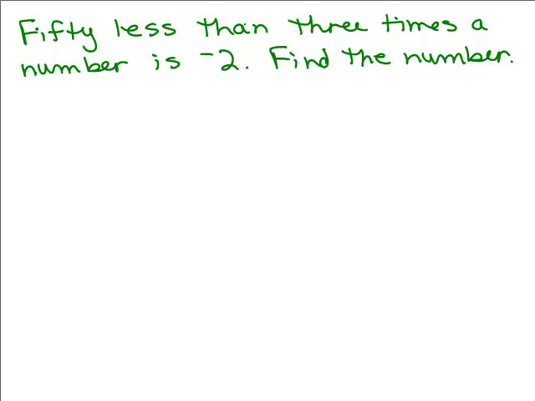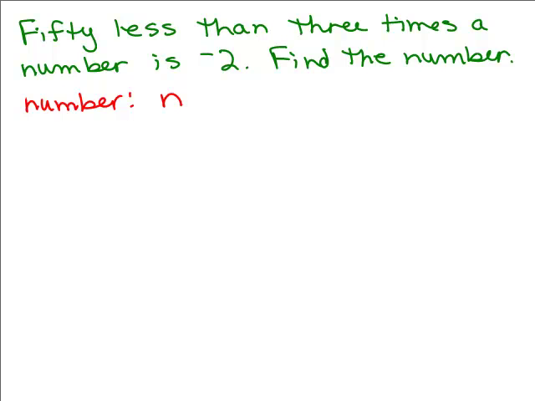"50 less than 3 times a number is negative 2. Find the number." Okay, this might be harder to do in your head. Now, here's the tricky part. 50 less than something. That means I'm going to take away 50 from something. Just keep that in mind. Okay, first thing we need to do is see what we're looking for. We're looking for a number. So let's define the number. N. N for number. I like that.